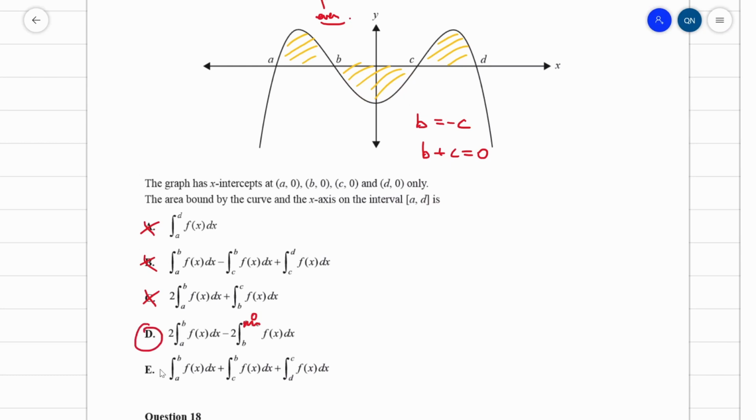And just to make sure, we can check the e's wrong because a to b of f of x, that's fine. And then plus c to b of f of x. Okay, so that second integral is right there because the area is below the x-axis. And the bounds are reversed to counteract that, which is good. But then how about the integral from d to c? Well, that's a bit funny because now we're reversing the bounds when there's no need to. We can just go c to d. If you do the reverse bounds over here, then you pick up a negative sign. So e is going to be wrong.